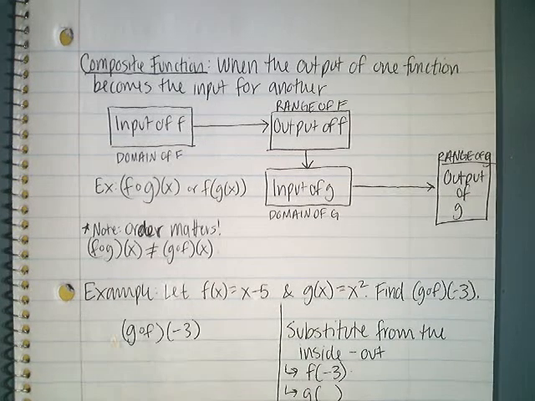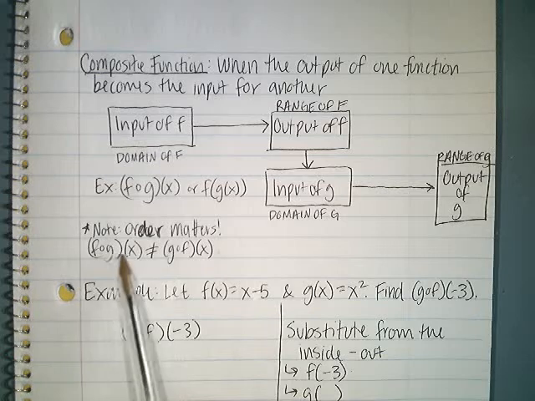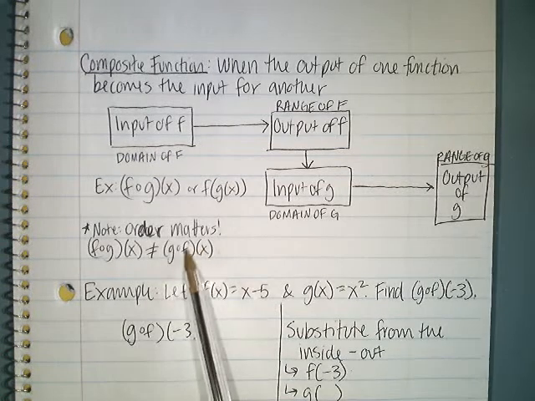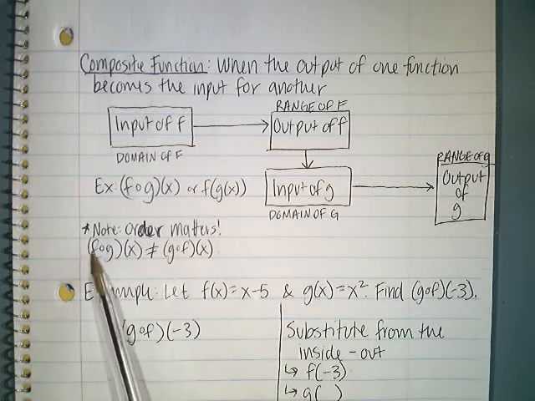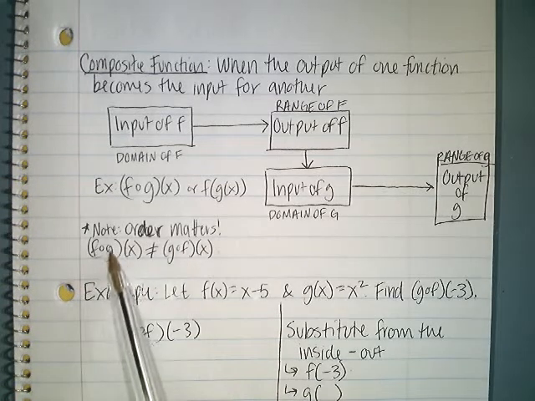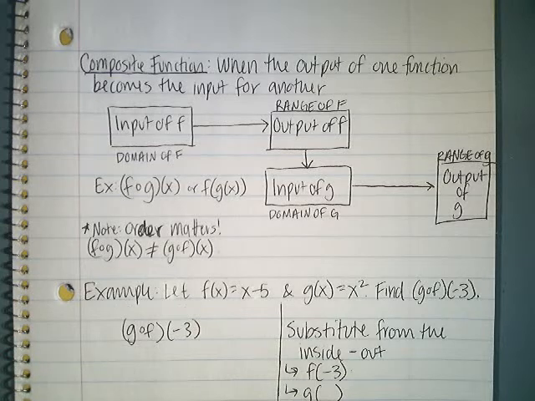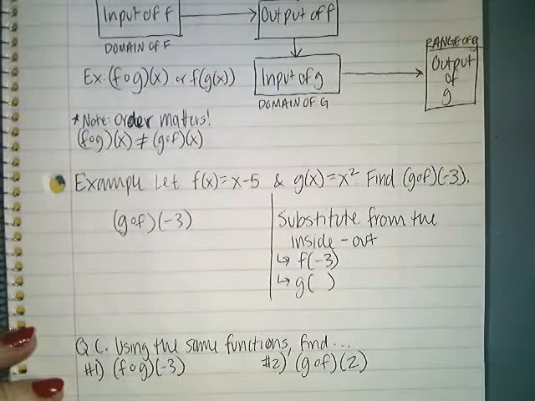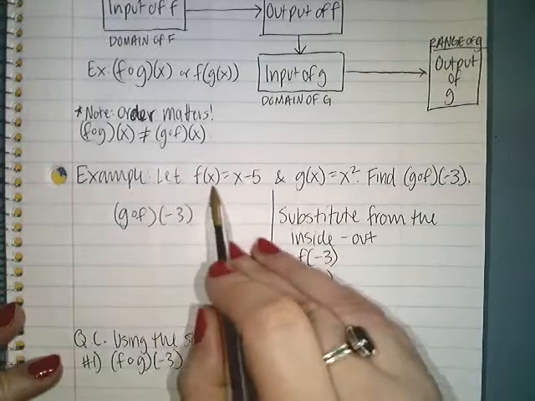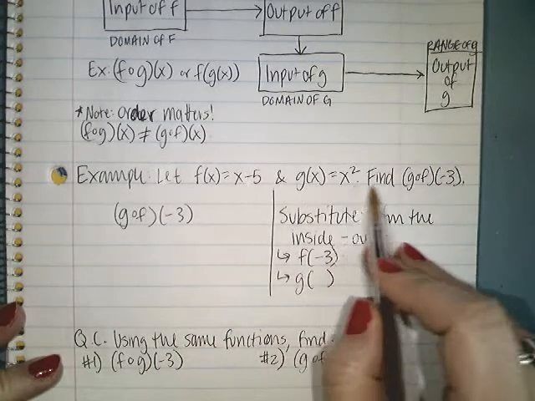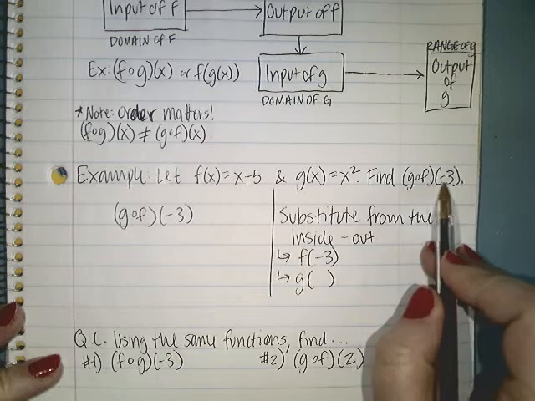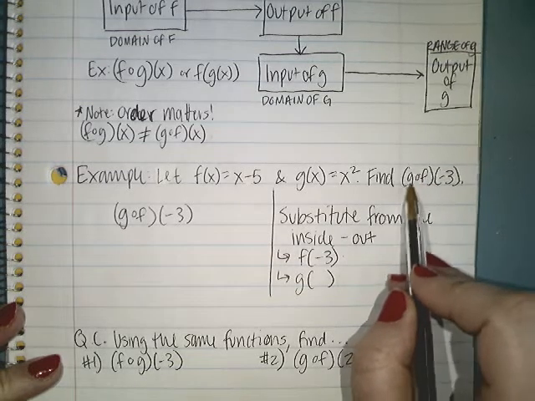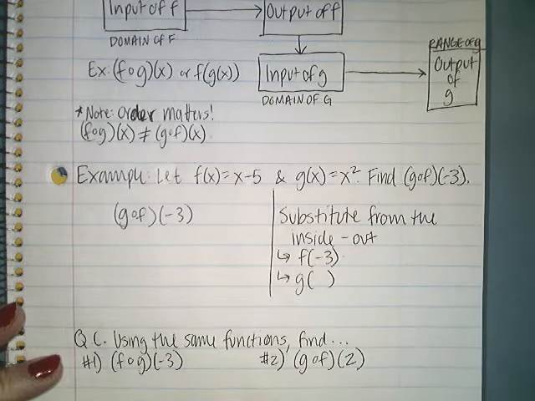It's important to note that the order matters. Plugging in f of g of x is not the same as g of f of x. When you plug something into f, get an answer, then plug it into g, that doesn't necessarily mean that when you plug something into g and then into f, you'll get the same answer. So let's go over how this would look with an actual example. Let f of x equal x minus 5, g of x equal x squared. I want us to find g of f of negative 3. Notice that the little dot is also read as of. So it's g of f of negative 3.